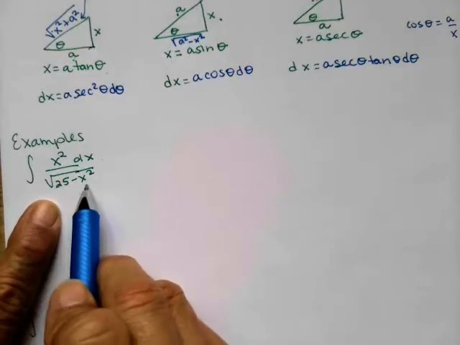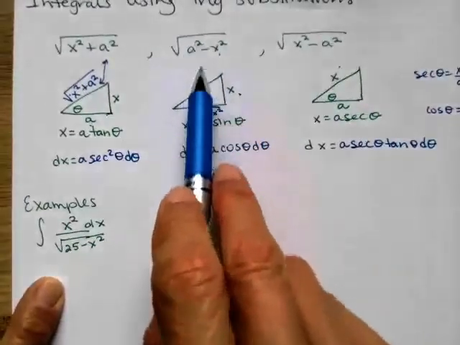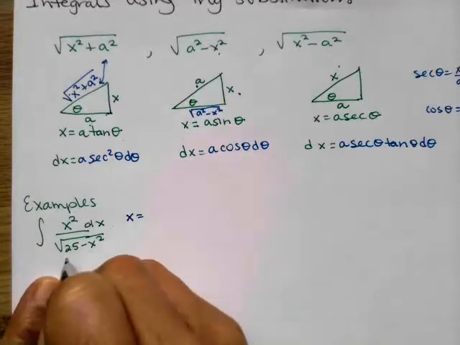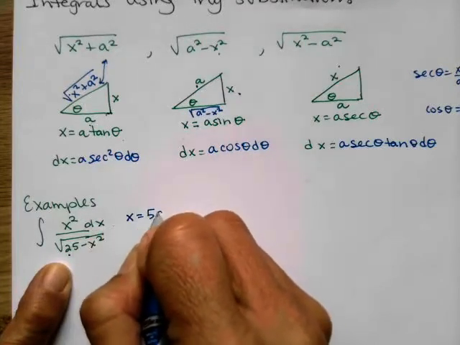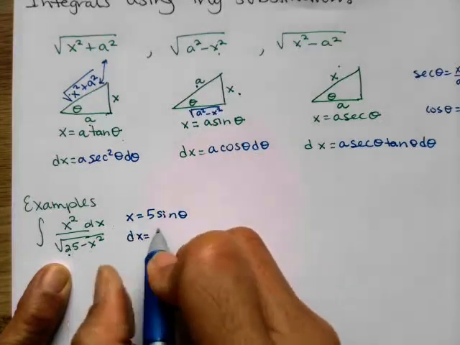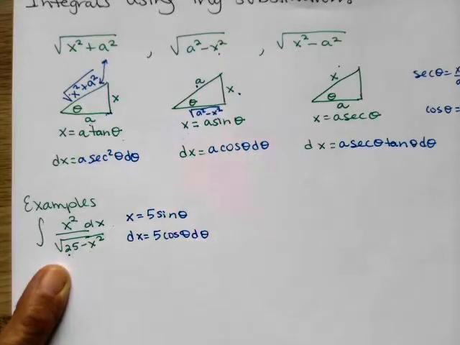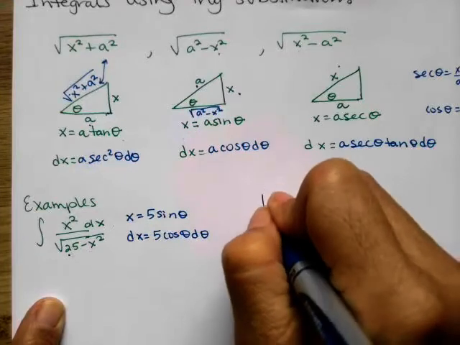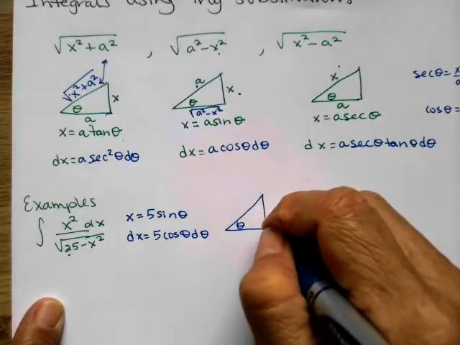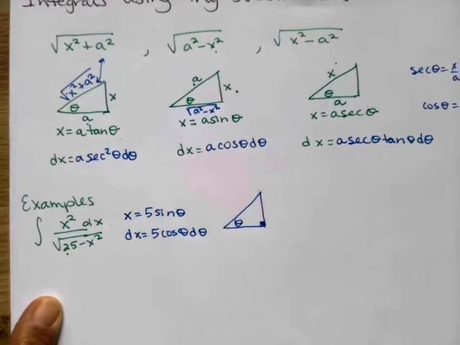So it's the 25 minus x squared. So this is an a squared minus x squared. So we're in this option here. We're going to let x equal, so our substitution, a is going to be 5, so x is 5 sine theta. So then dx will be replaced with 5 cosine theta d theta. And I'm going to go ahead and draw my triangle right here because I know I'm going to need it at the end. I'm also going to need quite a few identities. So if you need to brush up on your trig identities, you might have a little cheat sheet going.